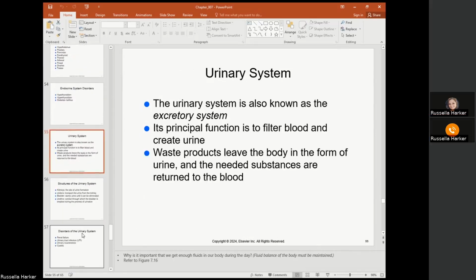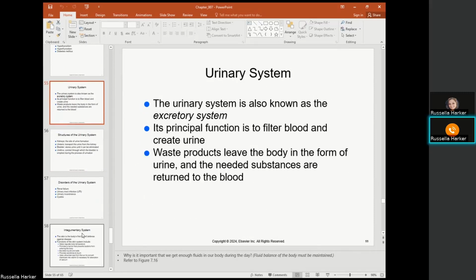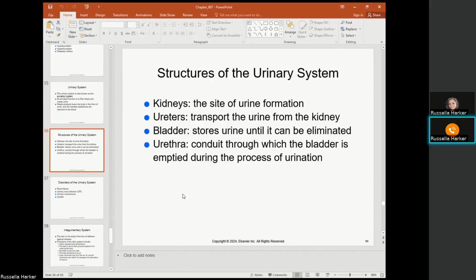The urinary system is also known as the excretory system. Its principal function is to filter blood and create urine. We need to get all of the waste products out of our body, and the needed substances are returned to the blood from our urinary system. The structures are the kidneys, the ureters, the bladder, and the urethra.